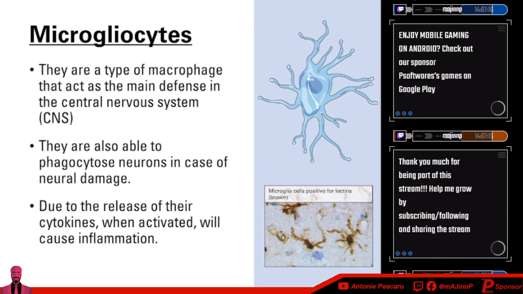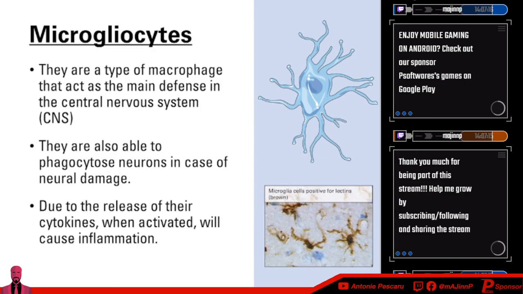It's the same thing with any other type of cell. If a cell dies by necrosis and spews its insides outside of the cell, it's very toxic. Certain substances can't mix with each other, and that's where the macrophages come in, in a nutshell, to detoxify what's happening there. It's the same thing for the microglia. And due to the release of their cytokines, because that's what happens when they phagocytose something, when activated, that's what's going to cause inflammation.